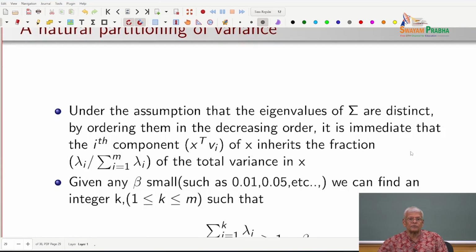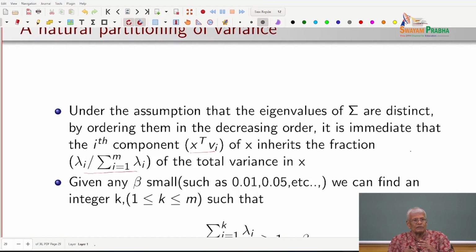So there is a natural partition of the variance that comes out of this discussion. Under the assumption that the eigenvalues of sigma are distinct, by ordering them in decreasing order, it is immediate that the ith component of X, X transpose Vi, inherits a fraction lambda i divided by the sum of all the lambda i's of the total variance. Please remember, the sum of all the eigenvalues represents the total variance in the vector X.